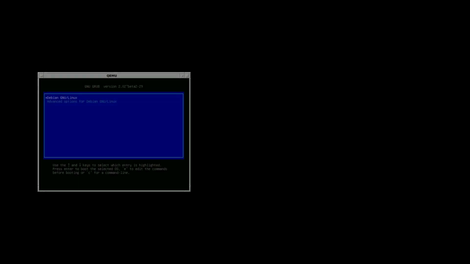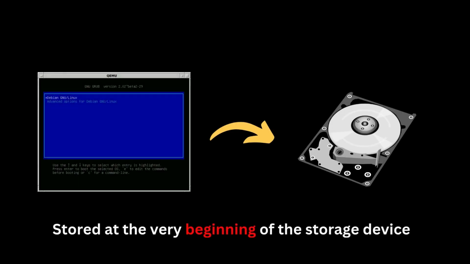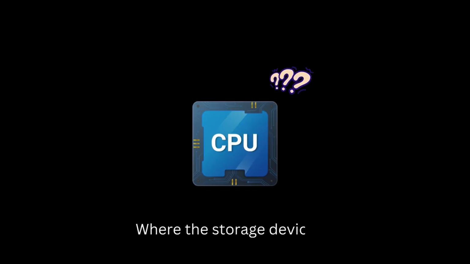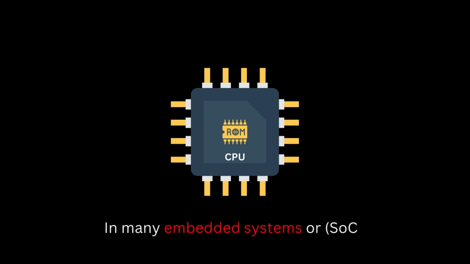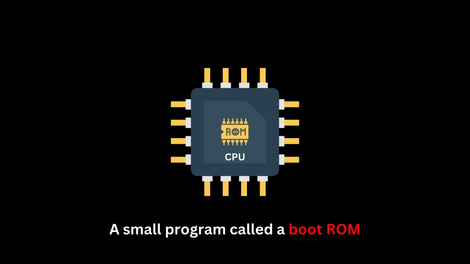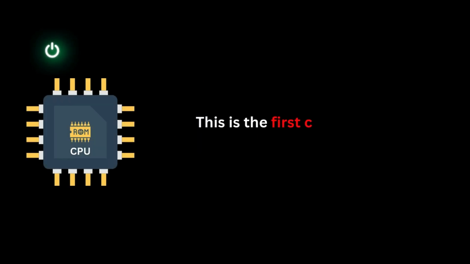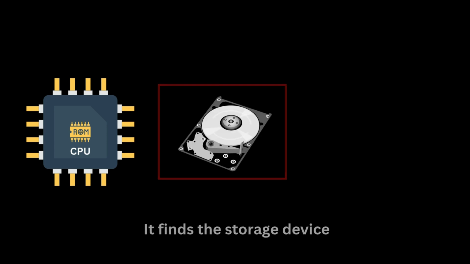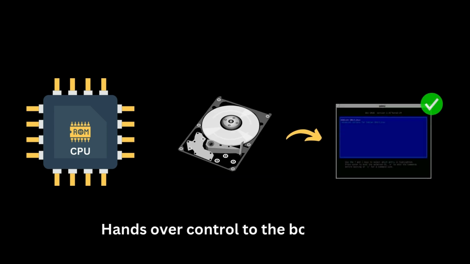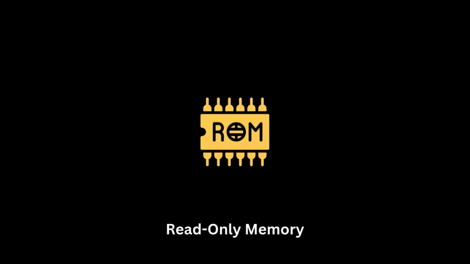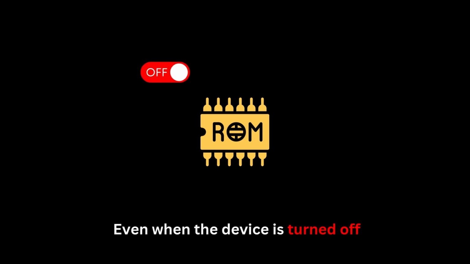The bootloader is stored at the very beginning of the storage device. But how does the CPU know where the storage device is? In many embedded systems, or SoC, system-on-chip devices, there's a small program called a boot ROM, or firmware built into the CPU itself. This is the first code that runs when the device is powered on or reset. It finds the storage device and hands over control to the bootloader. ROM stands for read-only memory, a type of memory that keeps data even when the device is turned off.